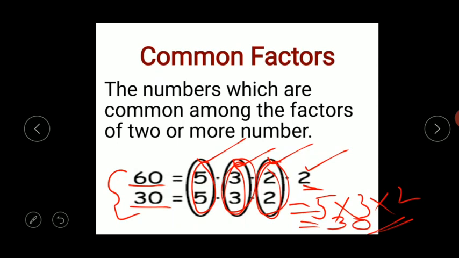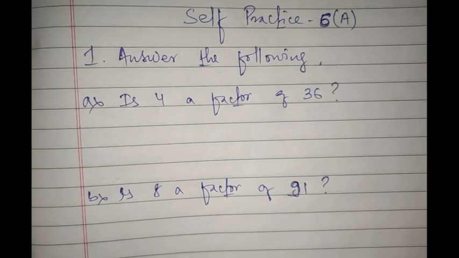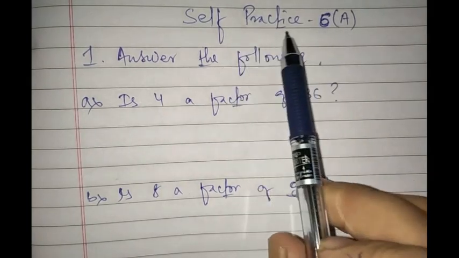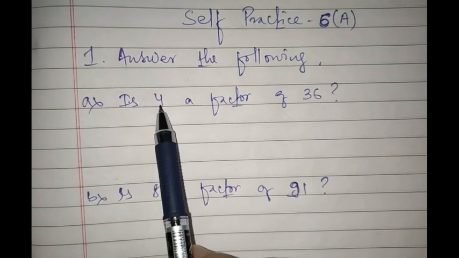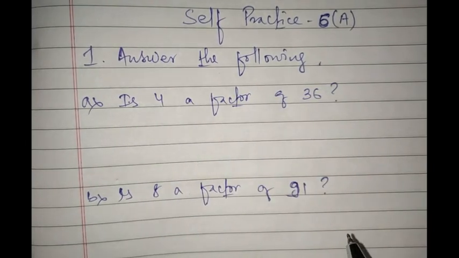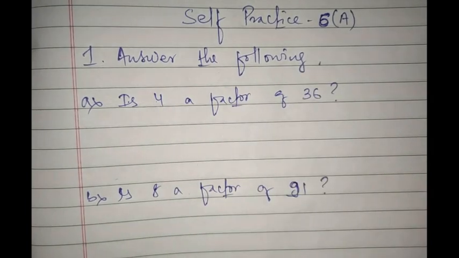Using this concept, children, we are now going to solve Self-Practice 6A. Get ready with your notebook. Students, here we have the first question from Self-Practice 6A. The question is: answer the following. Is 4 a factor of 36? You have understood how to find factors, right? Here you have to check whether 4 is a factor of 36 or not.